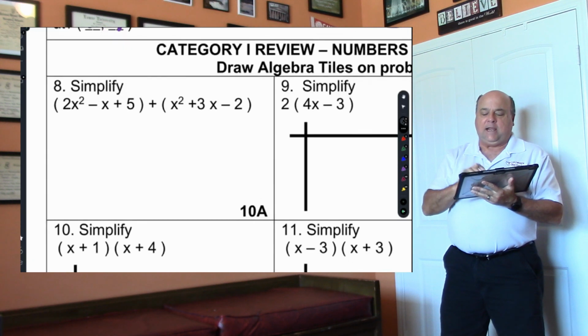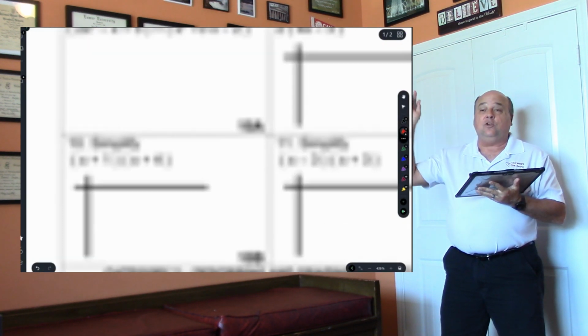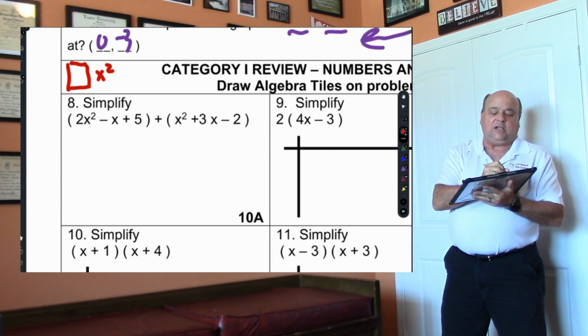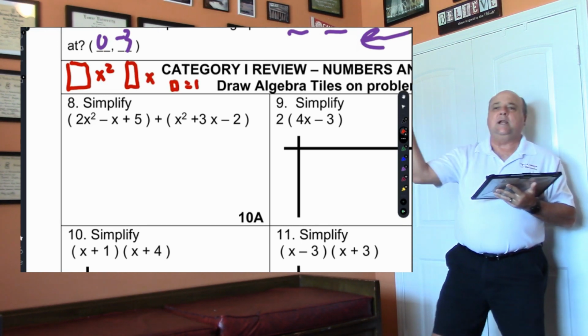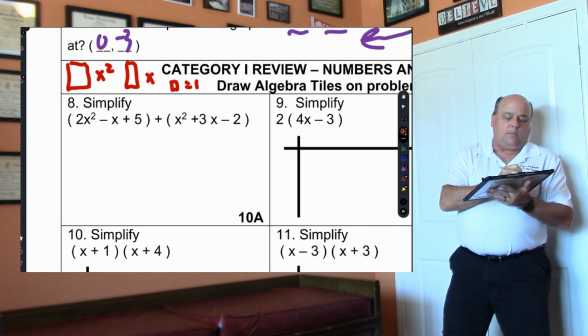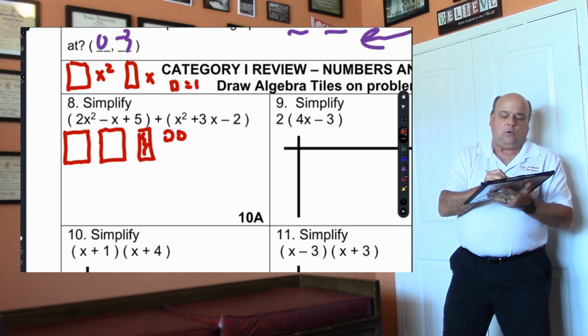Let's go down to number 8. Okay, on number 8, we're going to be drawing these. You need to remember how to do this. I taught you at the beginning of the year. Remember, a big square is an x squared, a rectangle is an x, and a little square equals an integer, right? So we're going to keep drawing these. If they're negative, you shade them in. So number 8, I have 2x squared. That's 2 big squares. And then I have 1 shaded rectangle. And then I have 5 open squares. Don't make them neat, just draw them.